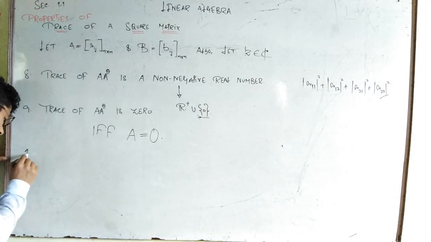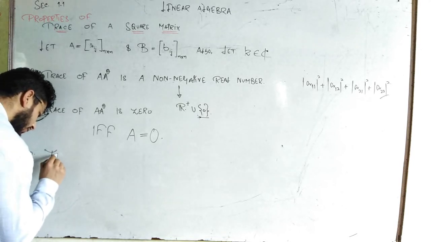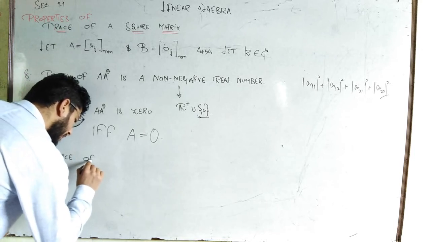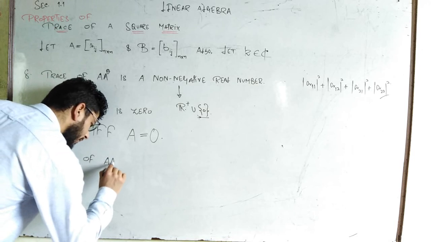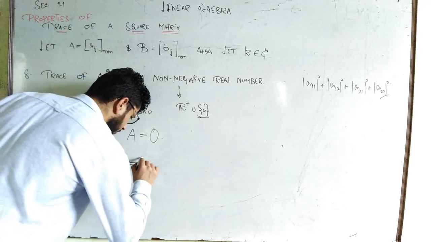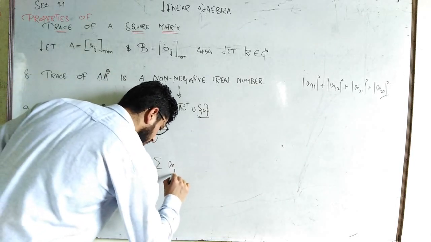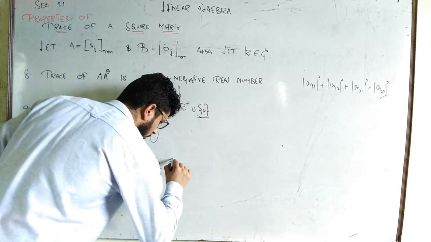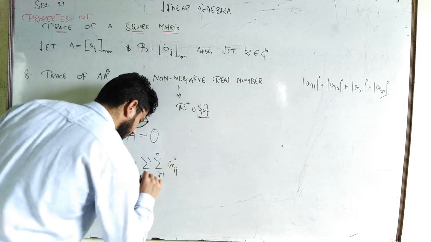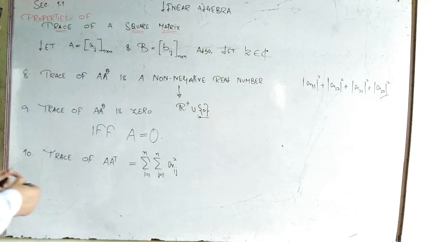Now the property number 10 is: trace of A transpose is equal to summation Aij whole square, j runs from 1 to n, i runs from 1 to n.